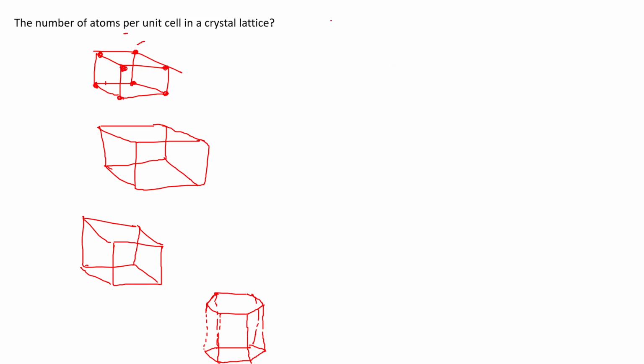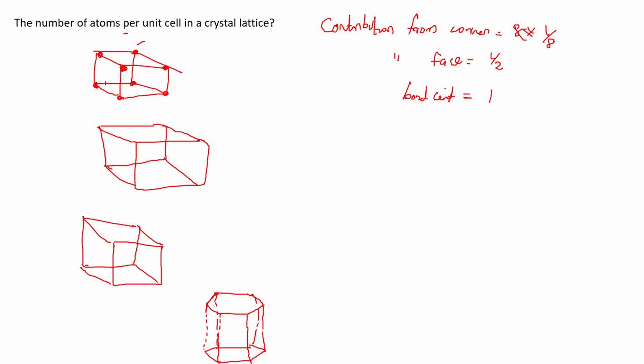So before that, we will write some contributions. Contribution from corner, how much will it be? It will be 8 into 1 over 8, meaning the total contribution will be 1 in the unit cell. Now contribution from the face side, how much will it be? 1 over 2. From the body center, it will be 1. So this you know first of all. Here it is 1 by 8 and there are 8 atoms, so 8 into 1 over 8 will be 1. So for simple cubic, it will be 1.